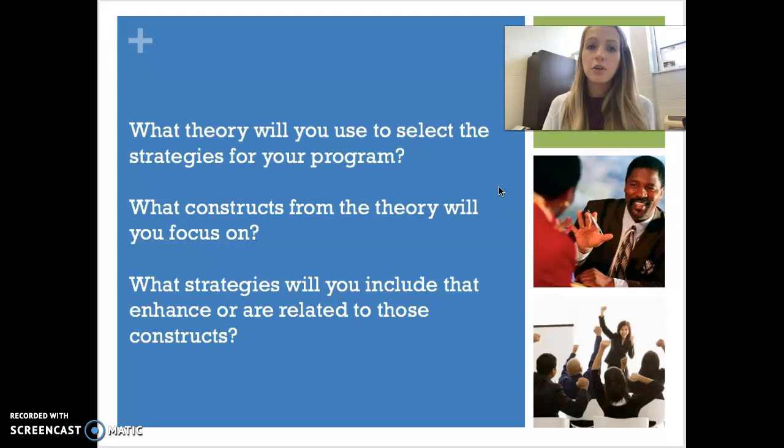Right, so which theory are you going to use for your program? What constructs from the theory will you focus on? What strategies will you include that enhance or are related to those constructs? Start thinking about that, guys, because that is our next step in developing our rationale and getting one step closer to developing your program.